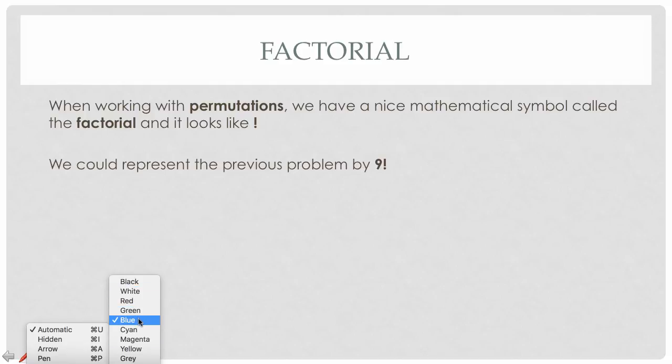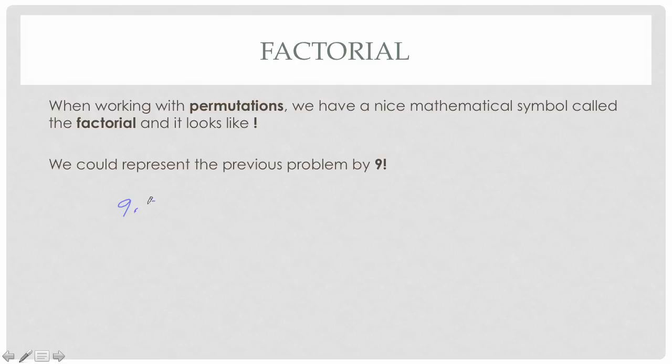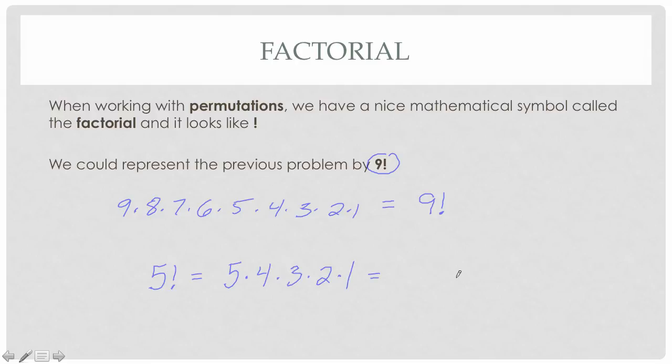So we did 9 times 8 times 7 times 6 times 5 times 4 times 3 times 2 times 1, right? Well, we can represent that with what is called 9 factorial. That's equal to 9 factorial. That little exclamation mark means factorial, and it just means take whatever number you have and multiply by all the whole numbers below it. So if you see 5 factorial, you're just going to do 5 times 4 times 3 times 2 times 1 and calculate what that equals.